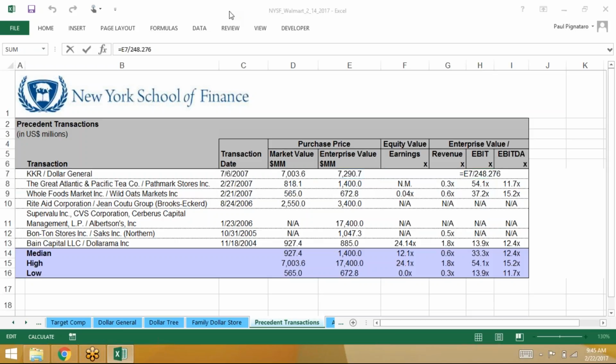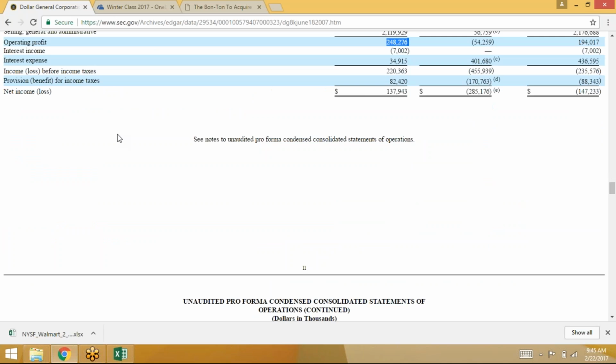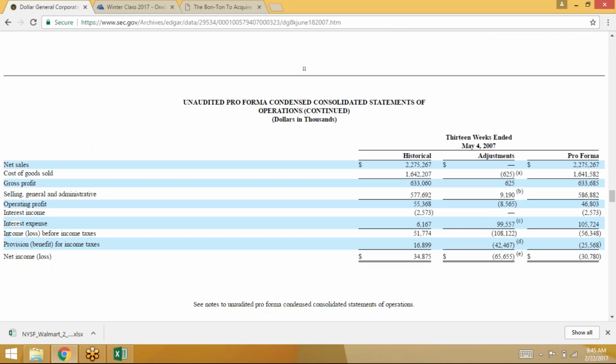And so for EBITDA, we'll have to dig up the depreciation. I can do a word search for EBITDA. Let's see, maybe there's cash flow.